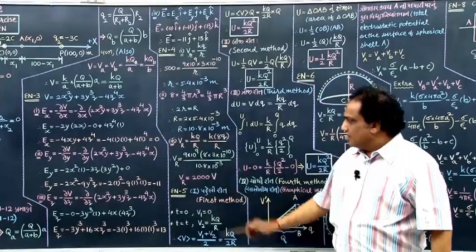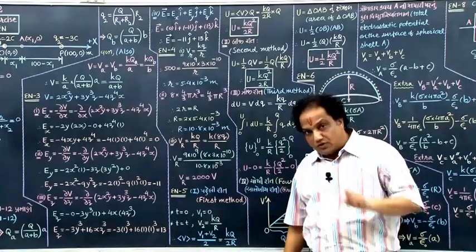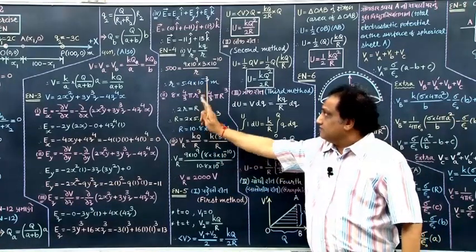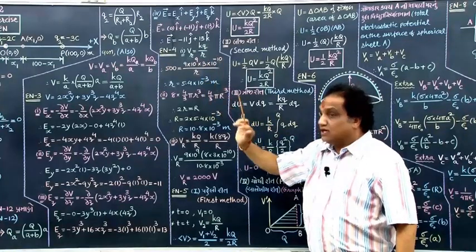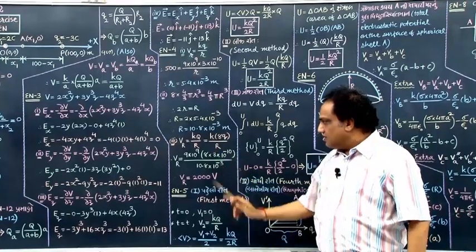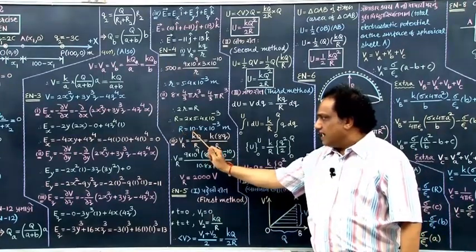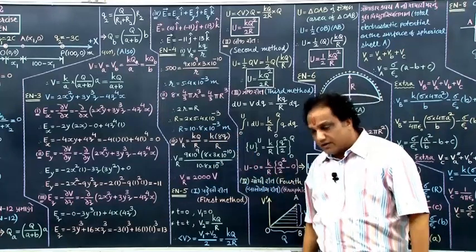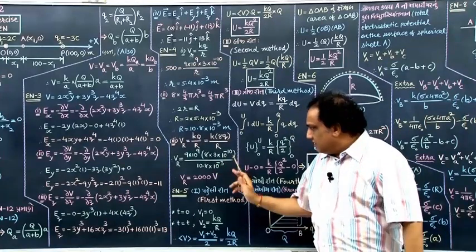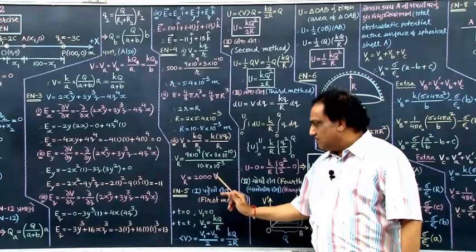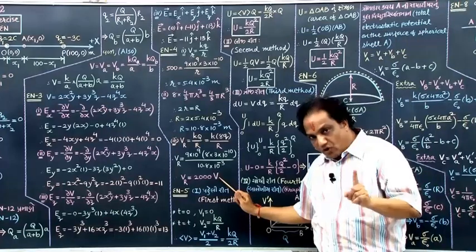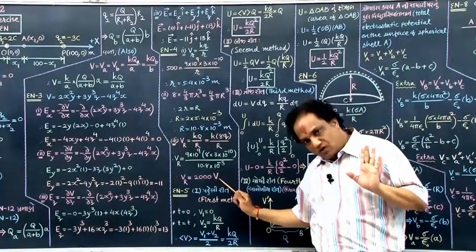Upon capital R. Now small k is 9 into 10 raised to 9 Newton meter square upon Coulomb square. What about this small q value? Small q is given to you 3 into 10 raised to minus 10 Coulomb. This 8 as it is. What about capital R? Capital R is 10.8 into 10 raised to minus 3 meter, correct? Simplify, answer is 2000 volt. Leave proper gap, write capital V symbol for volt and don't put any full stop. Got it? Fine.